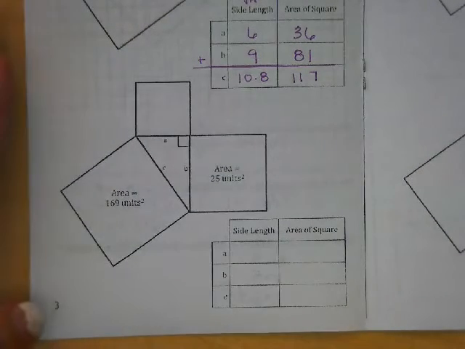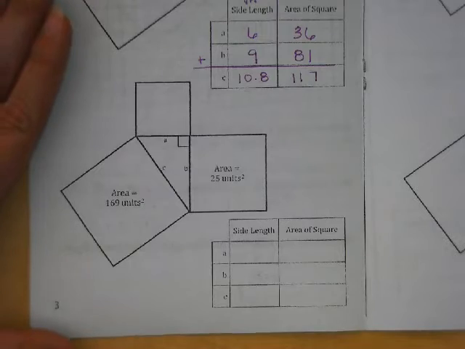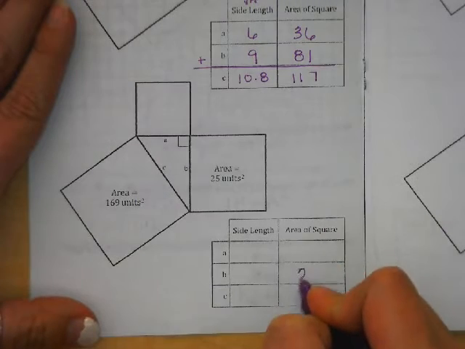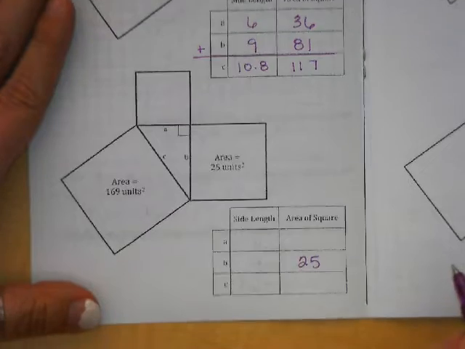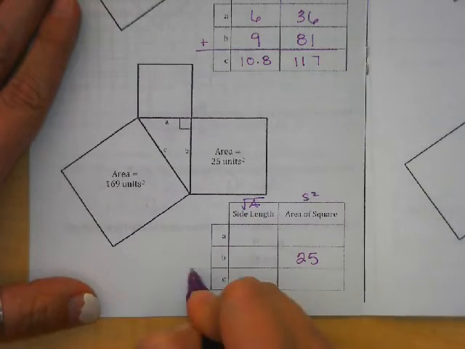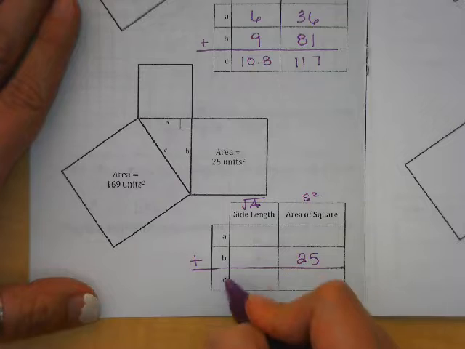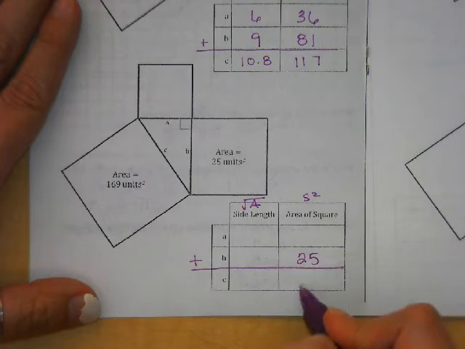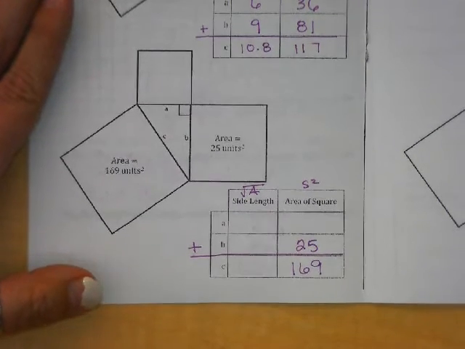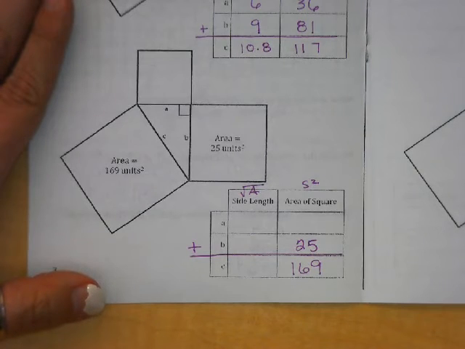Let's try it and we'll come back. So, some of you are like, what? So let's fill in what we know. We know the area of B is 25. Remember, this is our side squared. This is our square root of our area. And we know if we take A squared plus B squared, we get equals C squared. But this time we have C. So something plus 25 is 169.